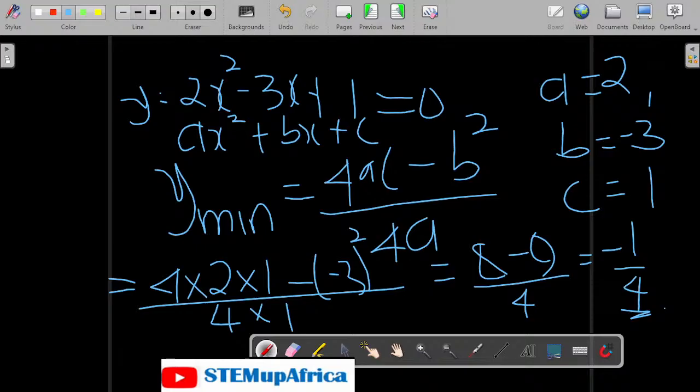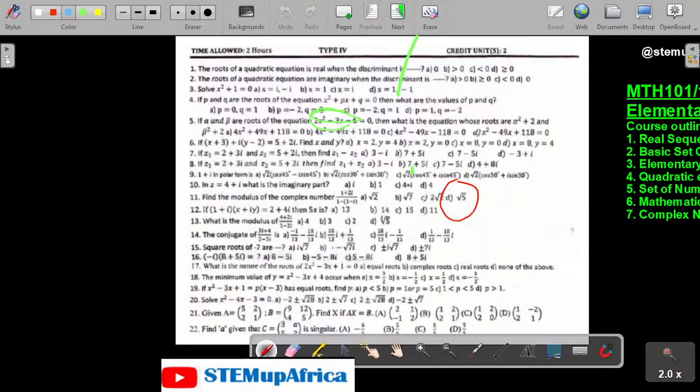Let's check our options. We have minus 1 over 4. Where is it? I can see it. Oh, I wrote the wrong equation. I'm supposed to write x squared minus 3x plus 4. Let's take that again. Supposed to have x squared minus 3x plus 4.